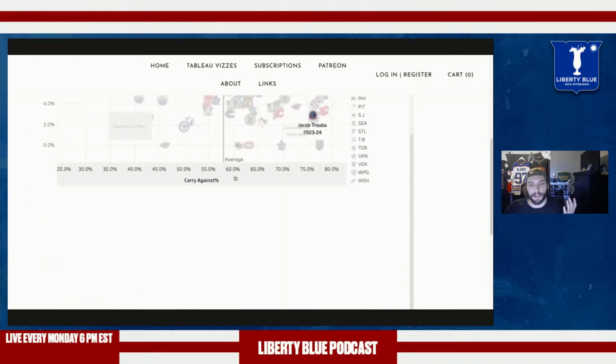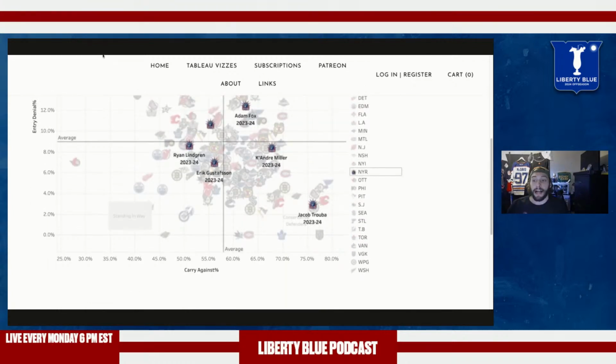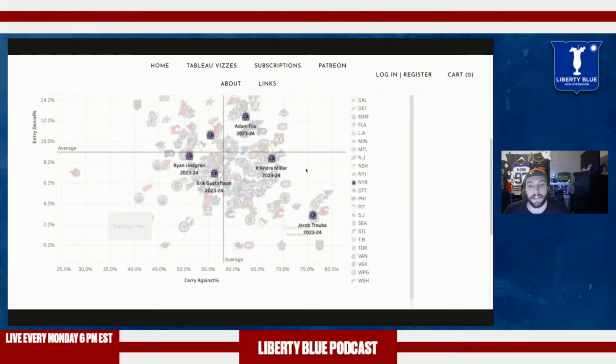And then we go over carry against, which means how often does the other team skate the puck past you on your side of the ice? And again, we get a clear understanding that because of partnerships, because of who plays with who, they're often going to be diagonal from each other. Trouba Miller, teams are okay skating past them. Teams have success skating past them.